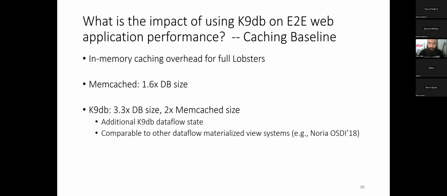This is because K9db needs to store additional state inside its dataflow processing engine, because it needs that state to ensure that the cache is always up to date. And these numbers that I'm showing you here are more or less in line with the memory overhead numbers reported by other works that also use dataflow-based materialized views, things like Noria from OSDI 18.